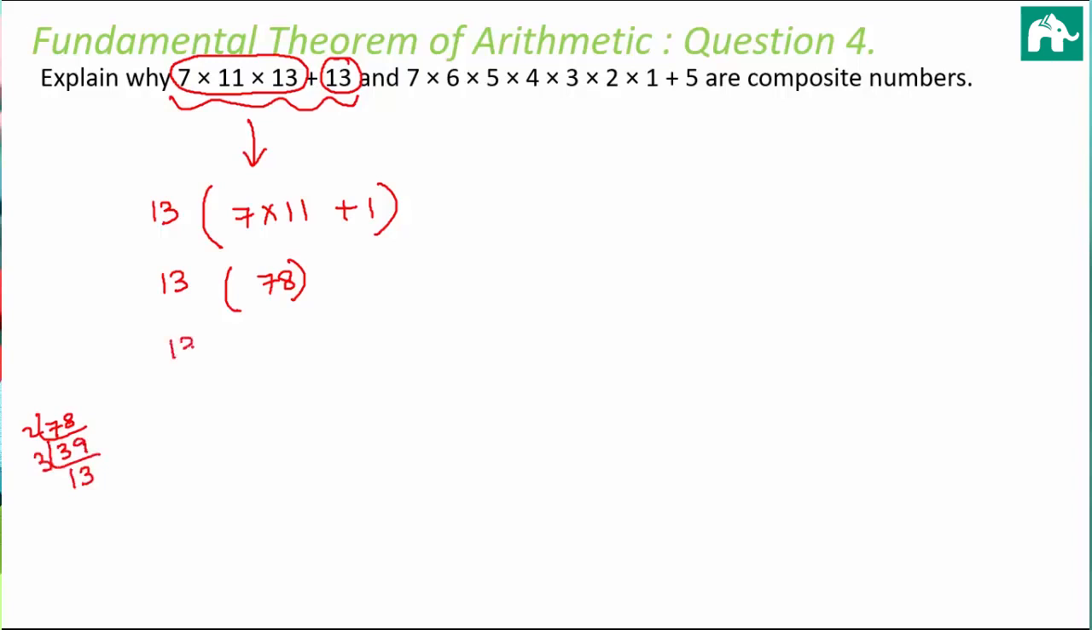So this becomes equal to 13 into 2 into 3 into 13. So basically 2 into 3 into 13 to the power 2. If you look at it, 2, 3 and 13 are all prime numbers. So we see that this entire number can be represented as a product of powers of primes, which means that this is a composite number.